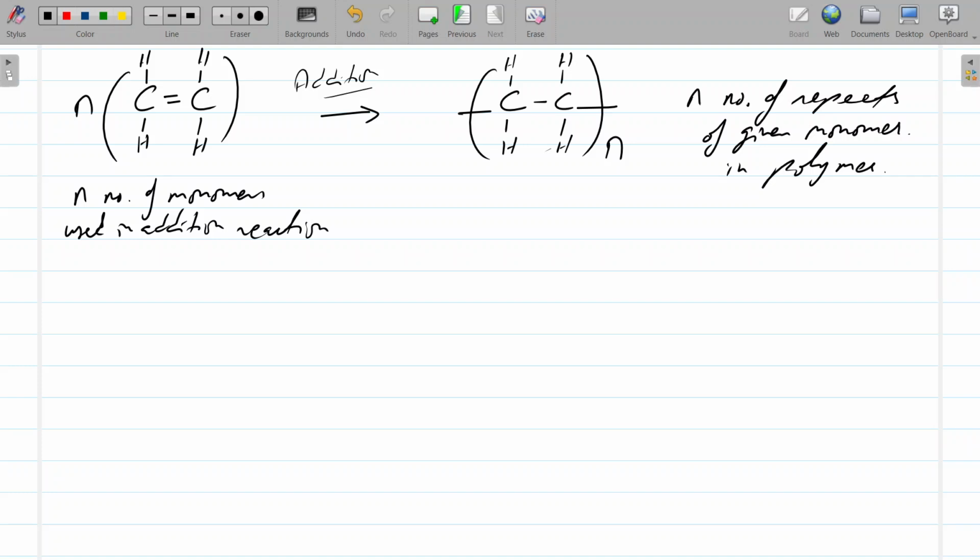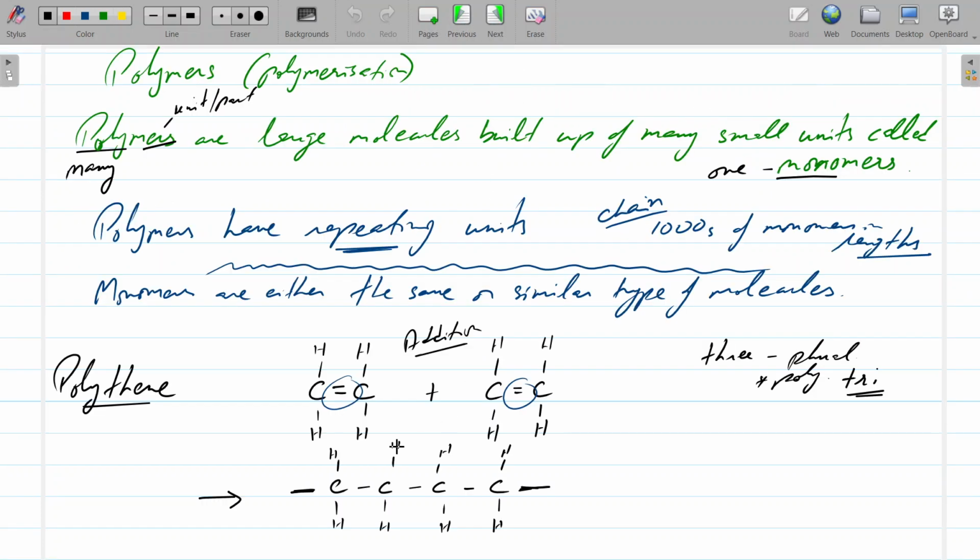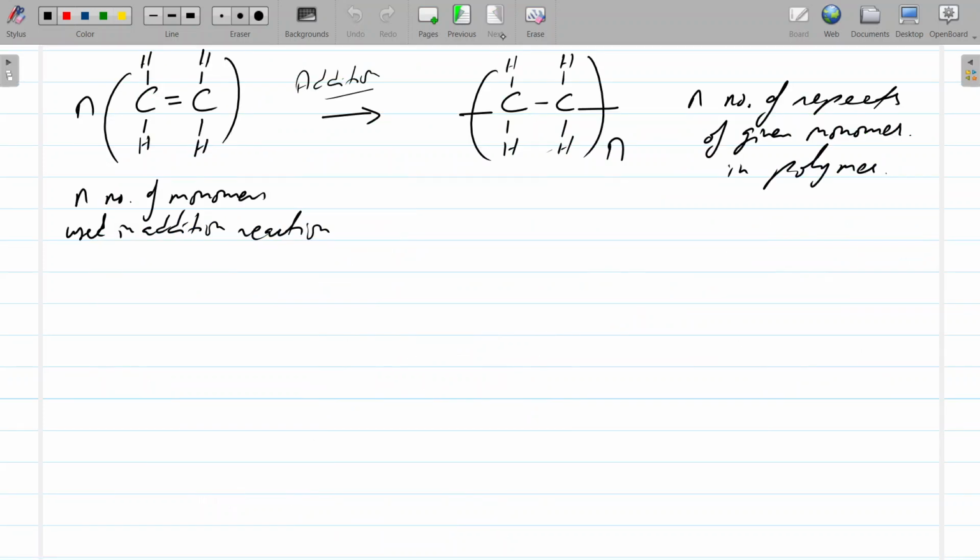Now what happens with the hanging ends, because no matter how long the chain is, you're going to have these two hanging ends, and so they probably finish off the reaction by adding hydrogen or something to seal off these ends, because you obviously need a complete molecule. You can't have carbon with unbonded ends. And again, as far as the syllabus is concerned, you don't need to worry about it.